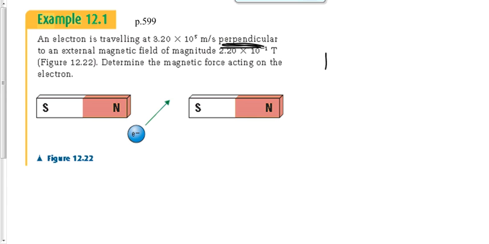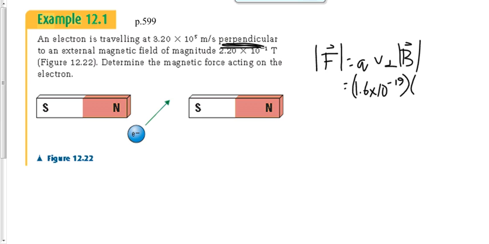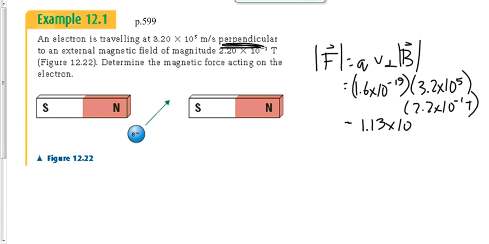The magnitude of the force is simply going to be QVB. It's an electron, so the charge is 1.6 times 10 to the minus 19. Speed is 3.2 times 10 to the positive 5. And the magnetic field is 2.2 times 10 to the minus 1 Tesla. Multiply those together. We end up getting 1.13 times 10 to the minus 14 newtons. That's the magnitude of the force. That's the best that we can hope for with that equation, is the magnitude of the force.